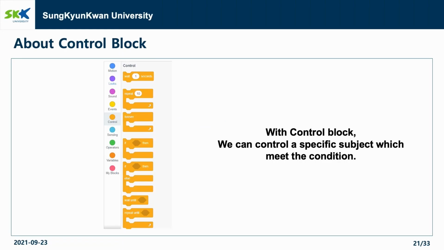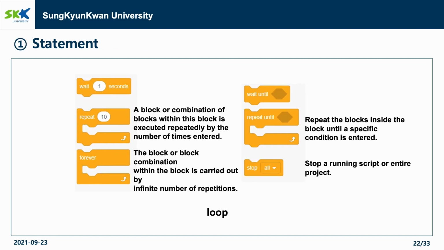Next part is about control. The control block is here and it is dark yellow. With control blocks, we can control a specific subject which meets the condition. The first category of control block is statement.